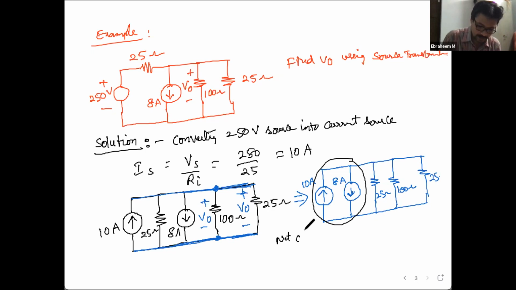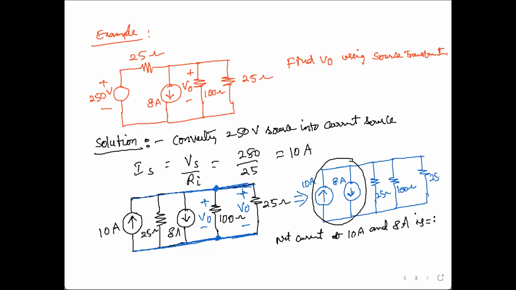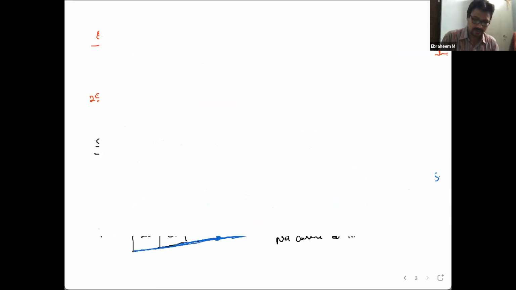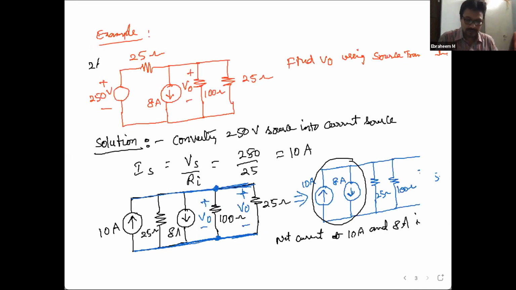So the net current of 10 amperes and 8 amperes is how much? 2 amperes. 2 ampere upward, right? So I will draw the circuit like this. So a 2 ampere source, and what about the resistances 25 and 100?